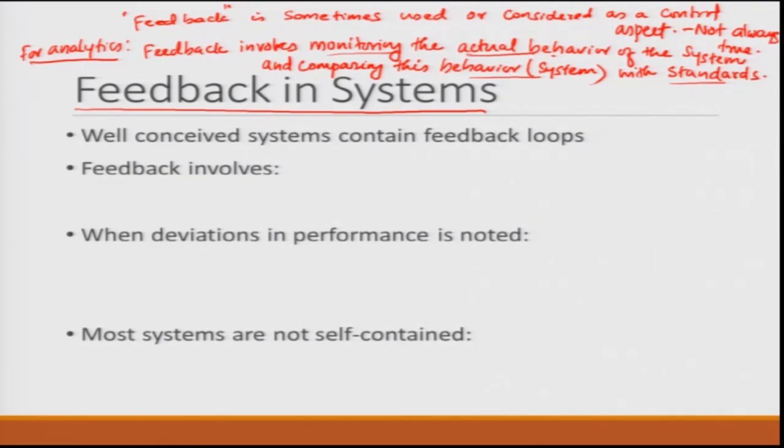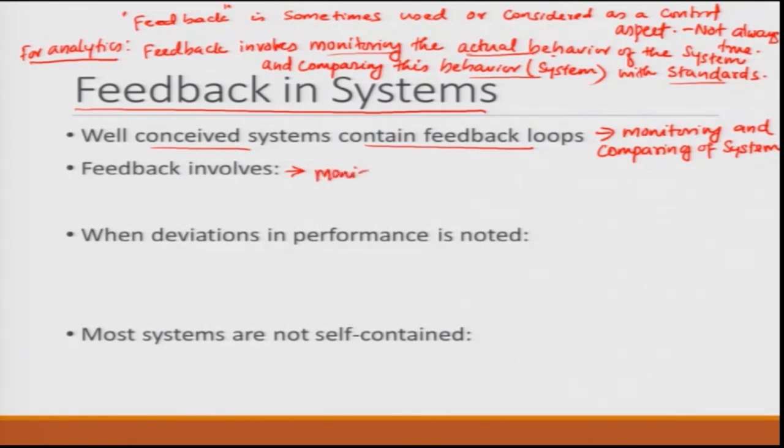All well-conceived systems will contain feedback loops. It allows for monitoring and comparing, or you can also call it standardizing the system. Monitoring and comparing of systems is done very well using feedback loops. It can be used for control, but there is no rule that it should be used for control. So, what does feedback involve? As I said earlier, the major thing in feedback is monitoring the actual behavior of the system.